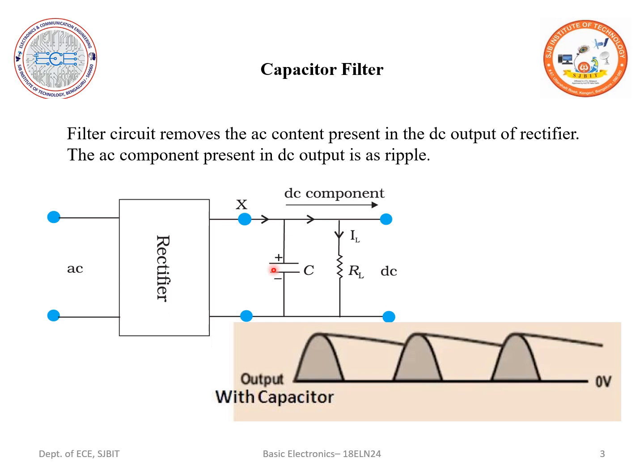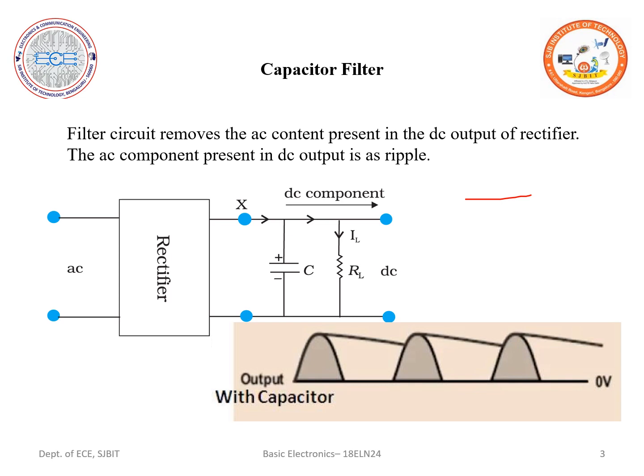Now let us study the working principle of the capacitor filter circuit that is connected to the rectifier. Before going into the working principle, no matter whether it is a half-wave rectifier or a full-wave rectifier, we have to connect the capacitor filter circuit or any other kind of circuit which can convert the pulsating DC into pure DC.